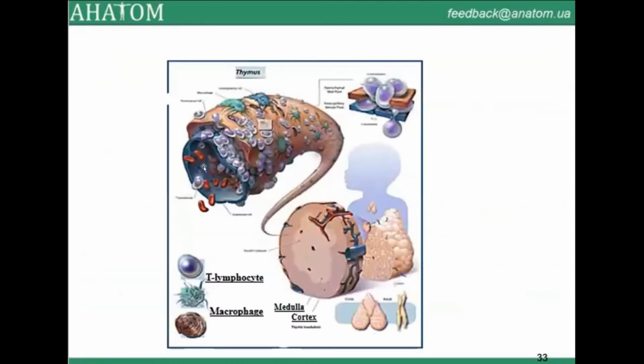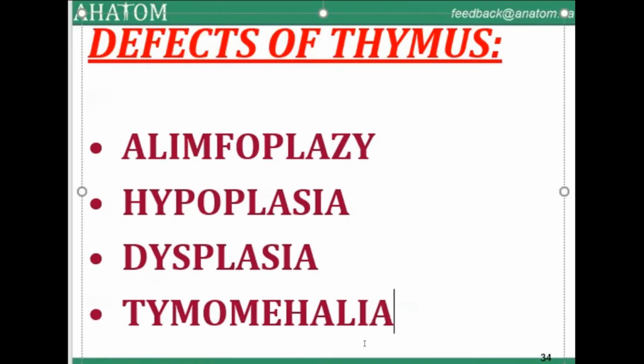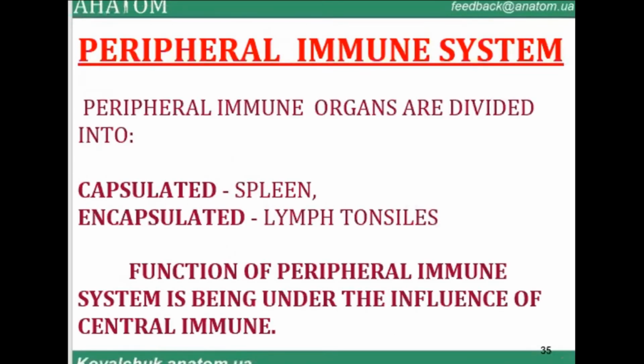For example, here it's the thymus with macrophages, T lymphocytes, medulla and cortex. If it is a really big organ, it doesn't mean it has a big function. It may present abnormal function in this organ in this variant. Okay.